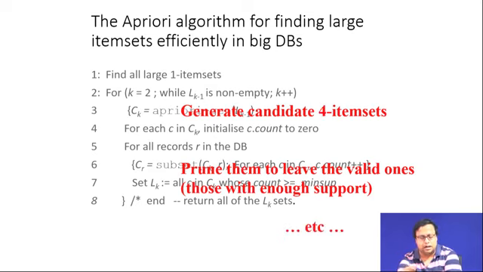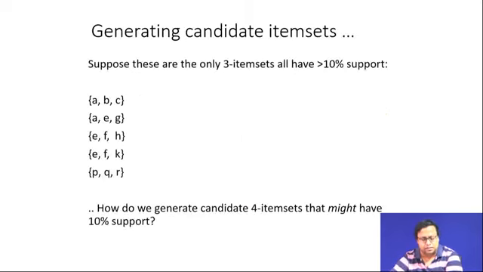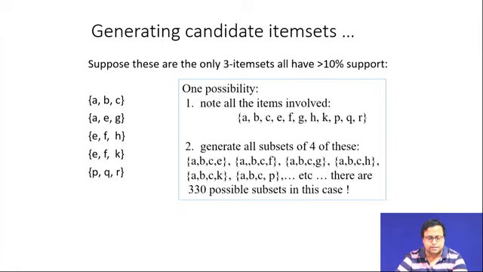So, you can run this particular algorithm in the database and you will find out that these are the 3 item sets which have 10% support. How do you generate the 4 item sets that might have 10% support? You find out combinations of these, and if they have 10% support, then you consider them as 4 item sets.